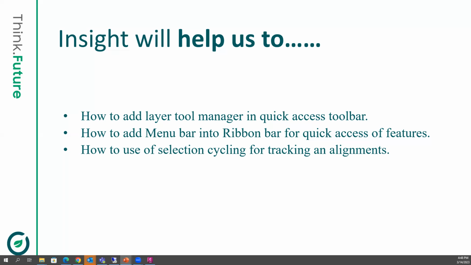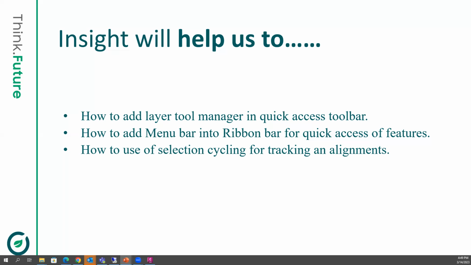to implement it. In this technical insight, we will be showcasing how to add the layer manager to the quick access toolbar, so you can also change the layer styles as well. Next will be how to add the menu bar into the ribbon bar, so for quick access to any features, we'll be proposing alignment, profile, grading, and feature line as well. Then, how to use selection cycling for picking an alignment as well as any object. We will be focusing on the selection cycle command.